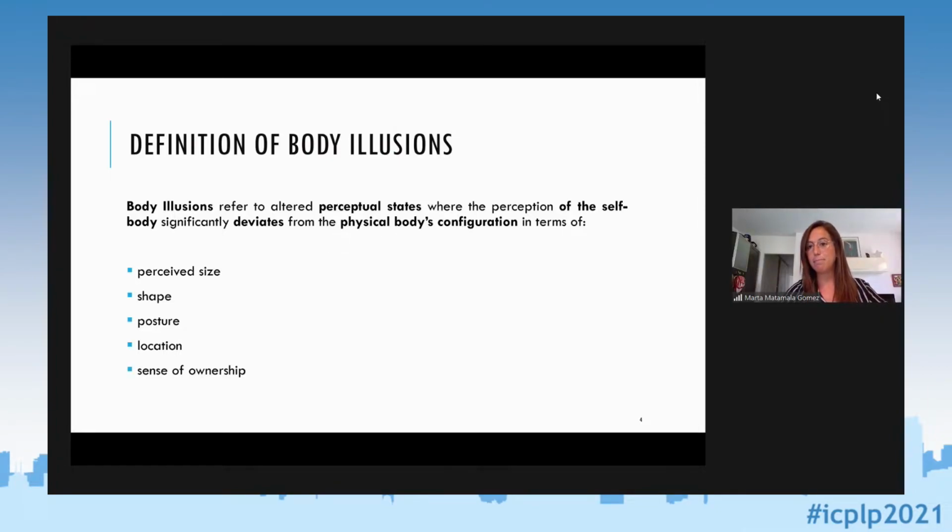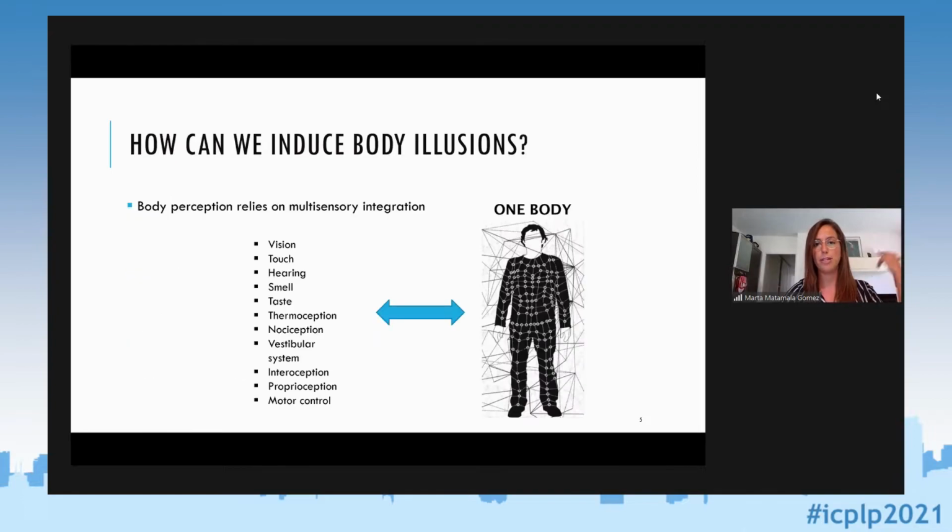But still, people can have this sense of ownership toward the fake body, or the virtual body, or the avatar body. So this is the definition of body illusion: when we can alter our perception to perceive that another body is our own body.